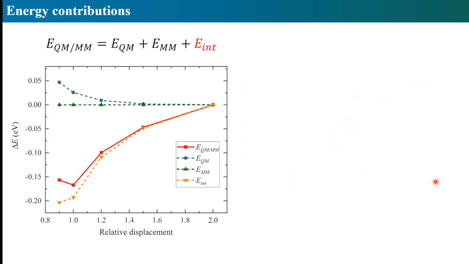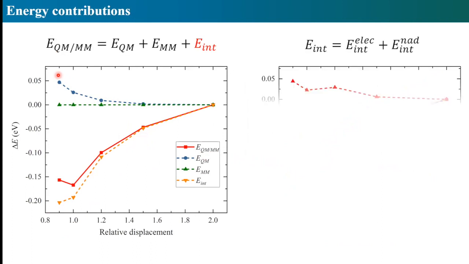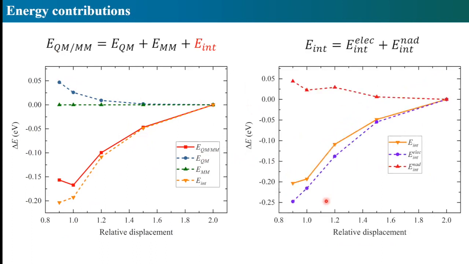And when we look at the energy contributions, we can see here the interaction energy, of course, is the biggest contribution to the total energy. But when two molecules become closer, the QM subsystem also gives a very big energy contribution. And for the interaction energy, electrostatic is also the biggest contribution. But still, when the two molecules become closer, the non-additive term is also very important here. That's the result we got now.